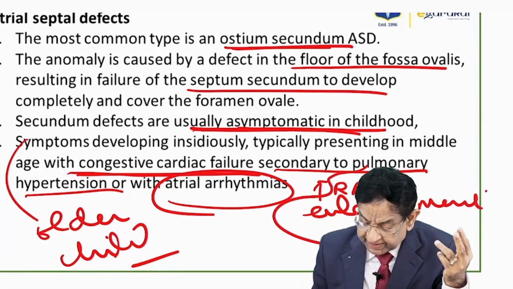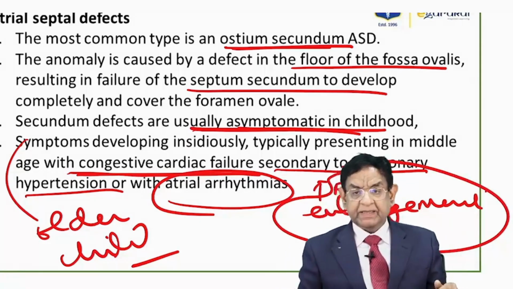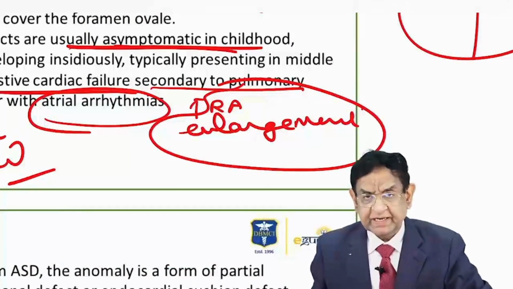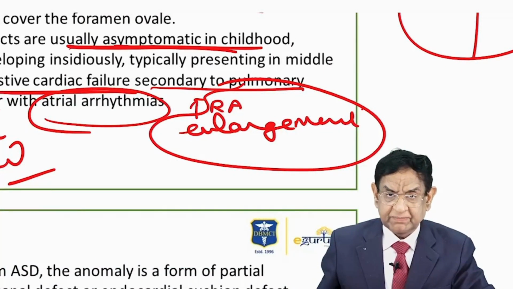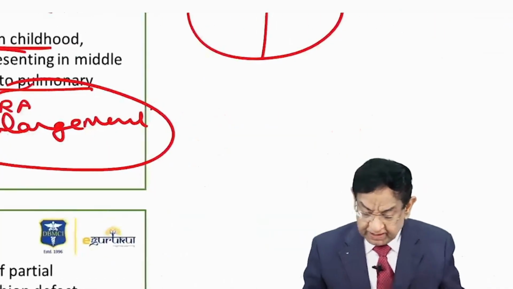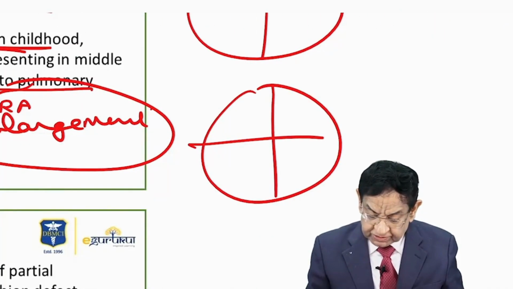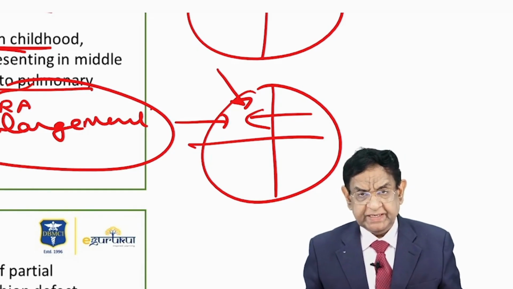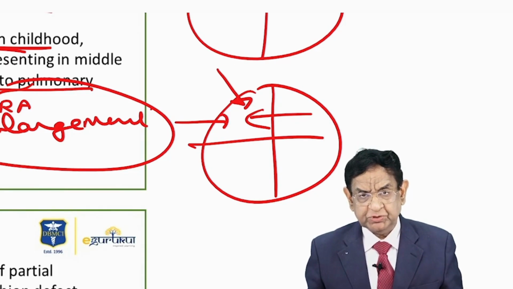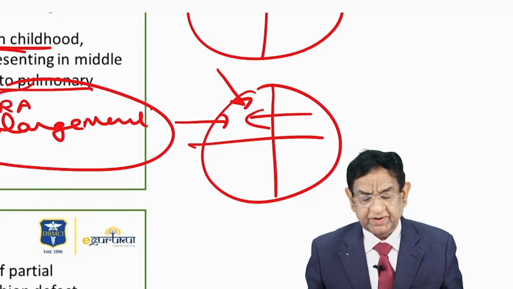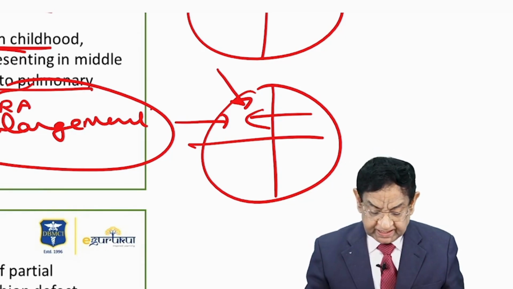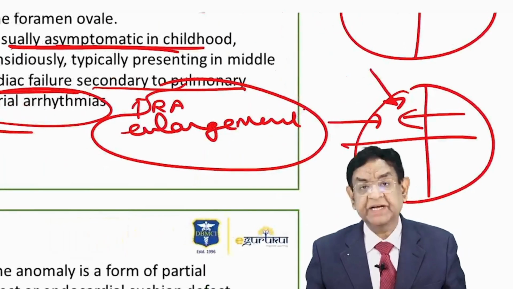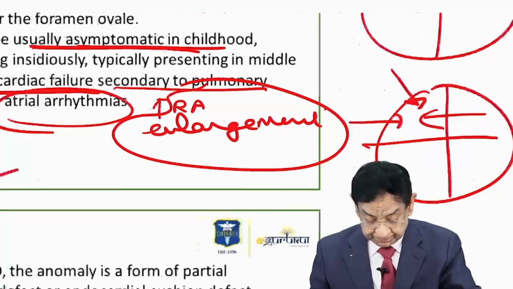Why does the right atrium get enlarged? It is getting double the blood. The right atrium will get enlarged with double the amount of blood. Blood is coming from the superior vena cava, inferior vena cava, as well as the left atrium. The right atrium is getting blood from three places, and that leads to right atrial enlargement as a feature.